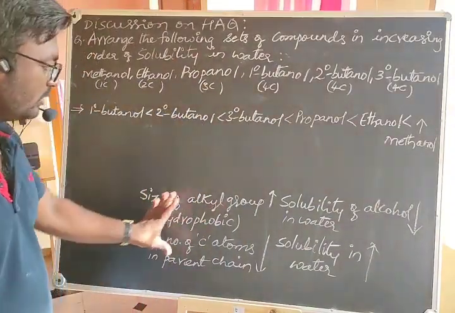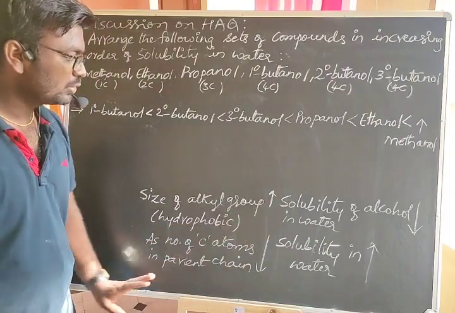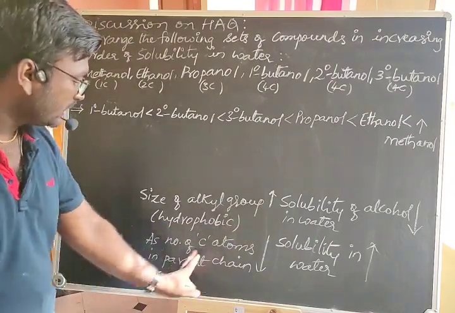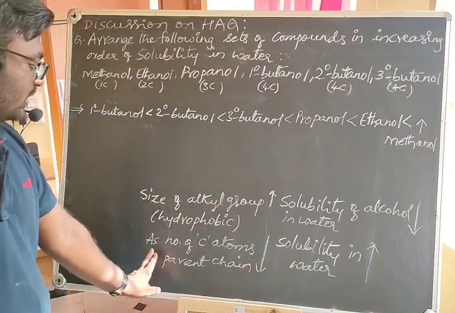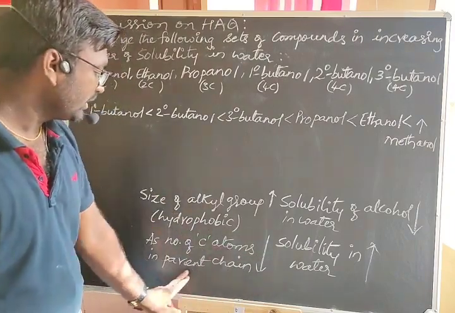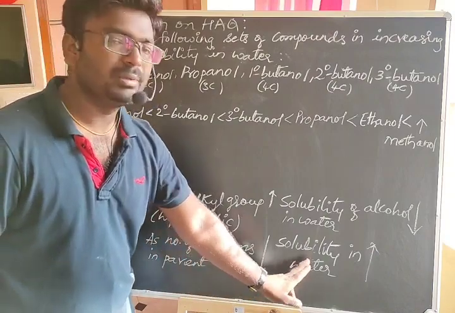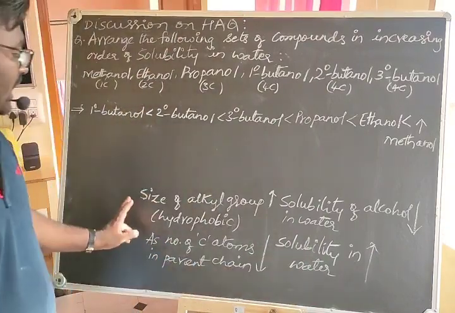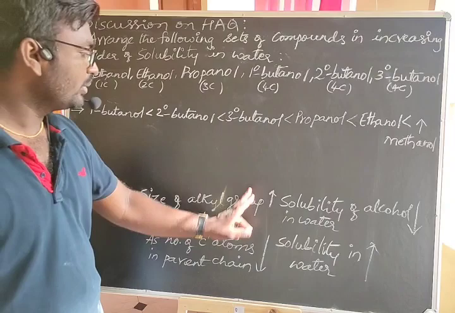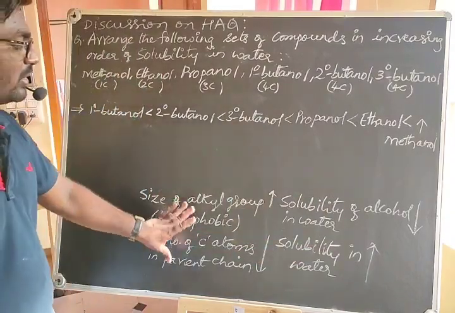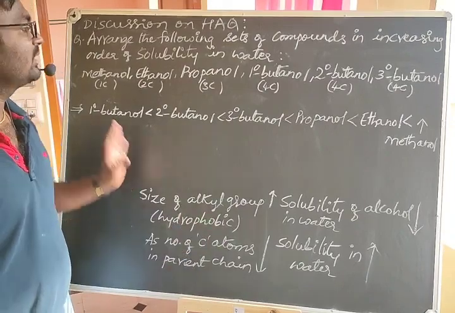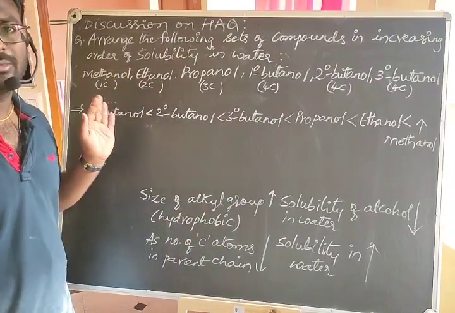So you have to remember these two points. As the number of carbon atoms in the parent chain decreases, solubility in water increases. Again, as the size of the alkyl group increases, solubility of alcohol in water decreases. When you remember these two key points, then you can easily solve these problems.